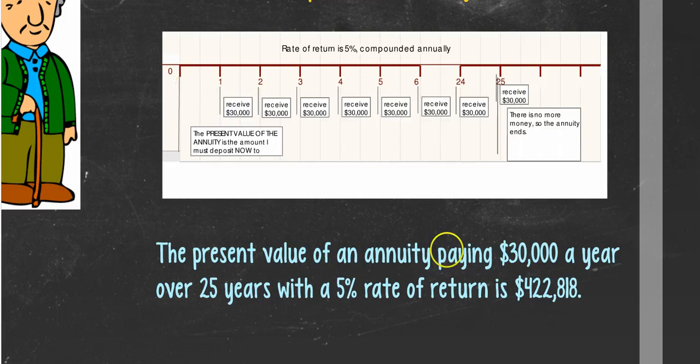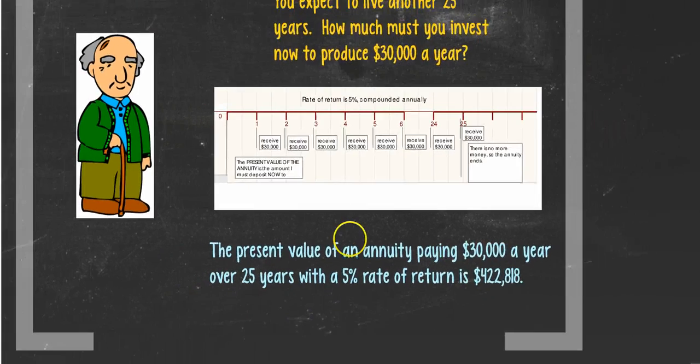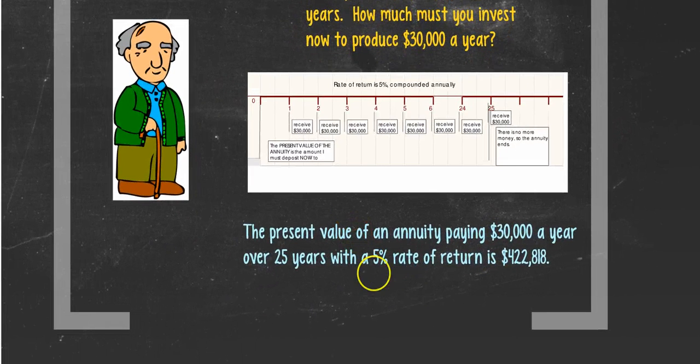And all we have to deposit is $422,818. That's all we have to deposit to generate this cash flow stream over 25 years and get $30,000 a year, but be left with nothing. So this is the present value of an annuity, and we say the present value of an annuity paying $30,000 a year over 25 years with a 5% rate of return is $422,818.